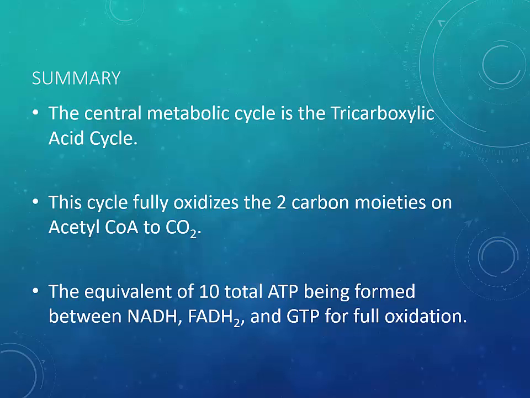So in summary, just to bring this all down, the central metabolic cycle is TCA, and we're going to fully oxidize the two carbon moieties of acetyl-CoA to CO2, but you're not going to do that the round the acetyl-CoA is added to oxaloacetate. That's going to take time. We do see that about the equivalent of 10 total ATP is going to be formed, although bear in mind one of those ATP is really an ATP equivalent and is GTP. And this is the type of nuance I'm talking about when I say be able to explain the story.